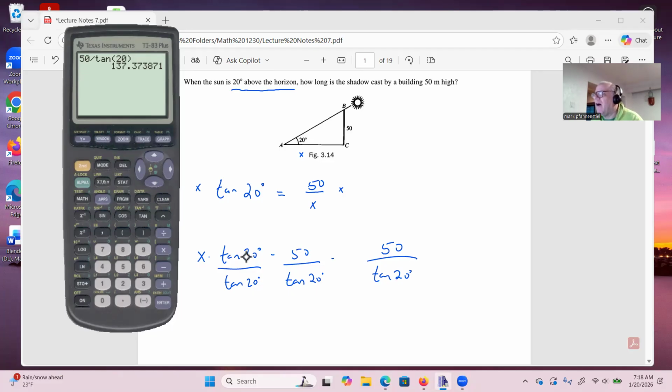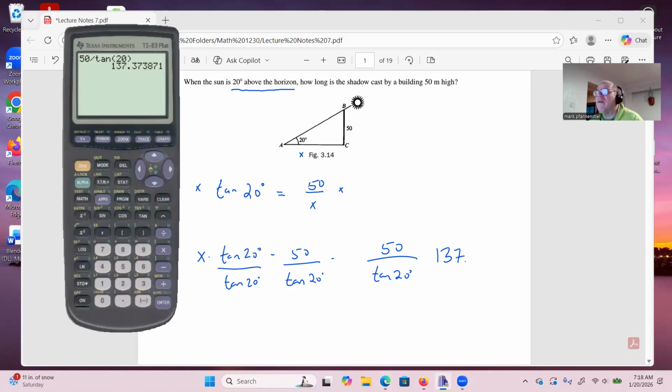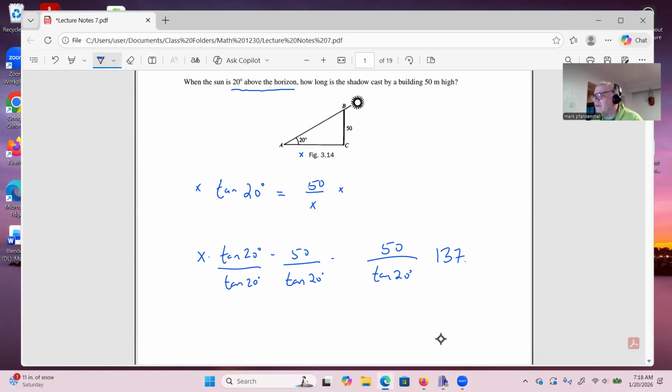It didn't tell me how many decimal places to use. Since the 50 goes to 0 decimal places and the 20 goes to 0 decimal places, let's go to 1 decimal place, and that's probably accurate enough. We have 137.37, so we're going to say 137.4 meters, and that's the length of the shadow. And that's how you do these kinds of problems.